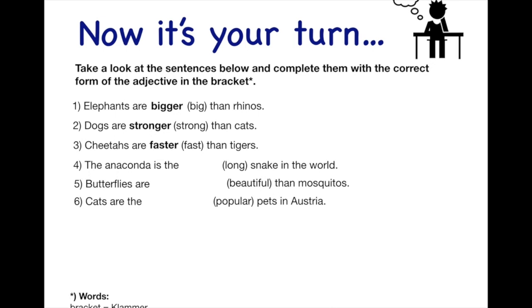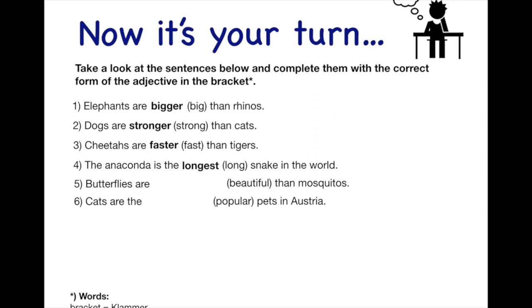Okay, now watch out. The anaconda is the snake in the world. Take a look at the sentence. As you can see, you don't have a than in the sentence, but instead you have a the. The anaconda is the longest snake in the world.